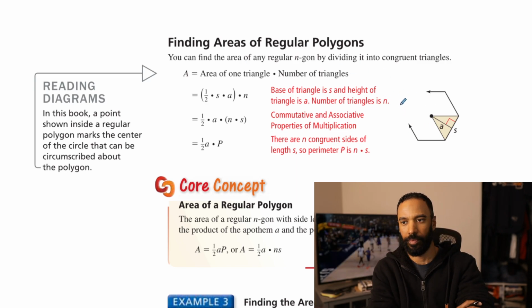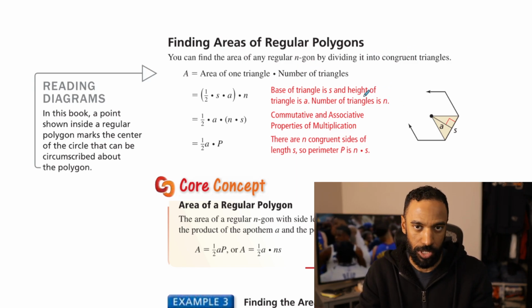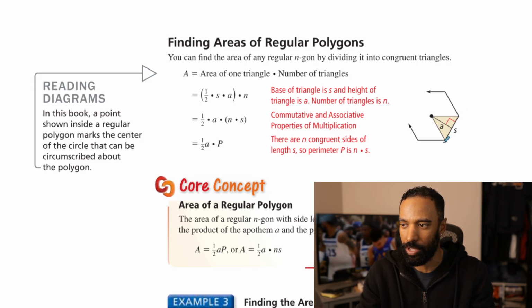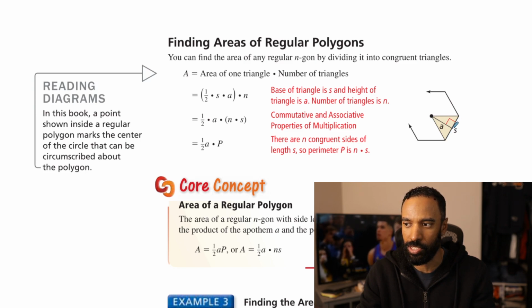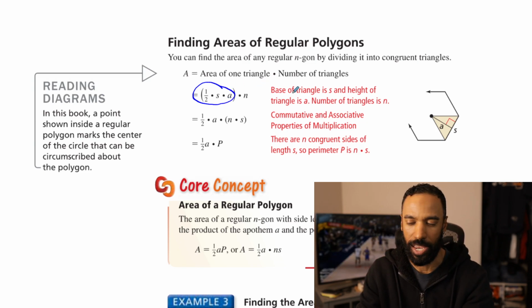There's a formula. You can find the area of any regular n-gon by dividing it into congruent triangles. This is exactly how I would prove it as well. If you wanted to find the area of this one individual triangle, you would do 1/2 base times height, S times A. S is the side length, A is the apothem. So 1/2 S times A is the area of that one triangle.